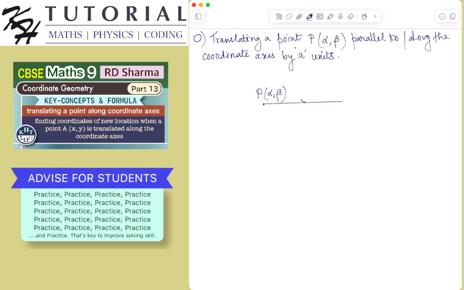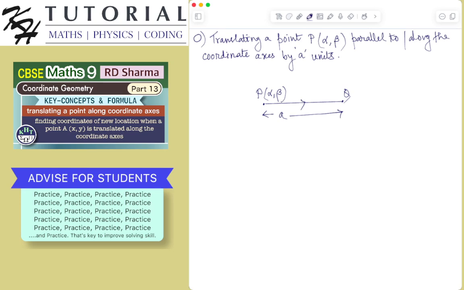I am translating this point P to the right along the x-axis, and let's say the new location is Q, and this distance is A. That is, I have translated the point P A units to the right along the x-axis. To the right along the x-axis means towards the positive direction of the x-axis.